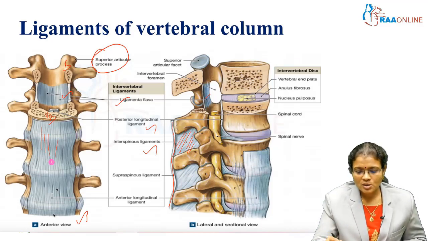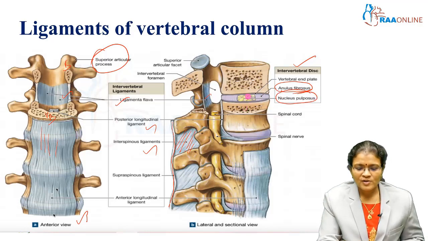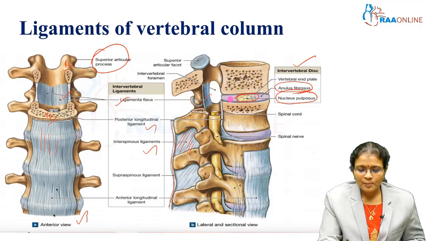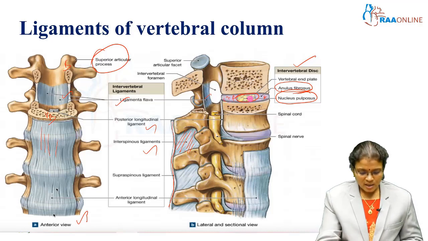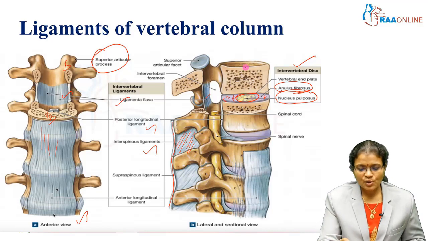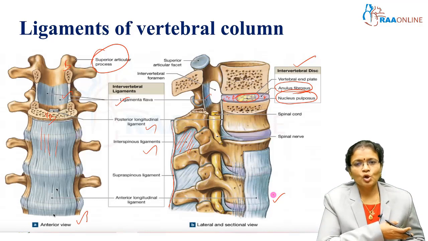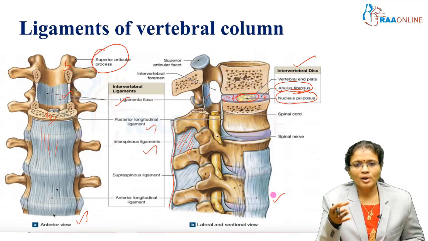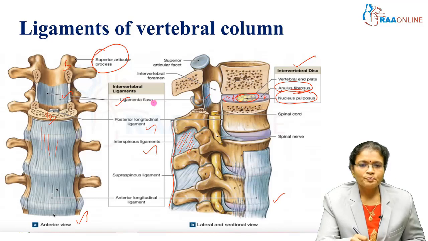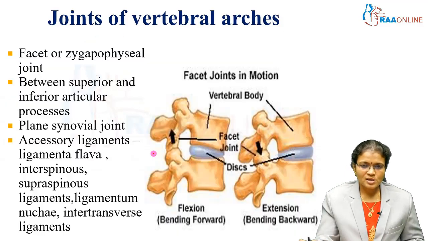Coming to the intervertebral disc. The intervertebral disc is present between the bodies of two vertebrae. It is made up of a central nucleus pulposus and a peripheral annulus fibrosus. This view is a lateral sectional view, and these are the joints and the ligaments of the vertebral column. I will repeat: they are ligamenta flava, posterior longitudinal ligament, anterior longitudinal ligament, interspinous ligament and supraspinous ligament.